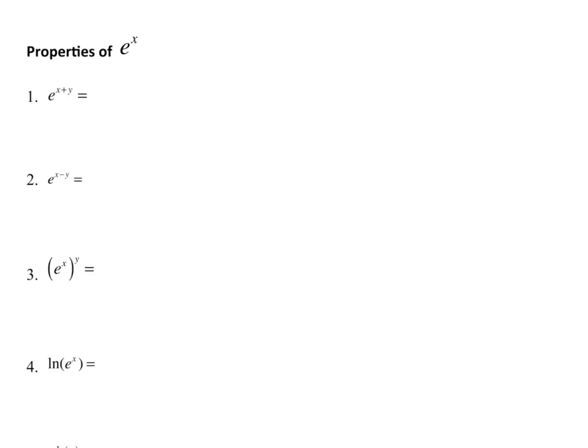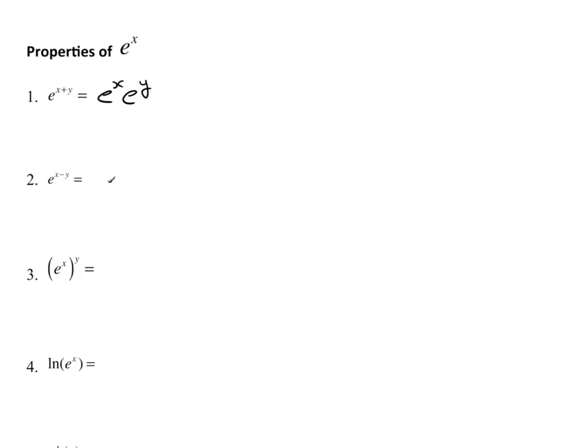Now, just as we talked about some of the properties of logarithms a bit back, now that we're dealing with e to the x, we should probably remind ourselves of some of those properties. Now, e to the x plus y is the same as e to the x times e to the y. Remember, when I multiply two exponential functions of the same base, I simply can write it as one base with the sum of the exponents.